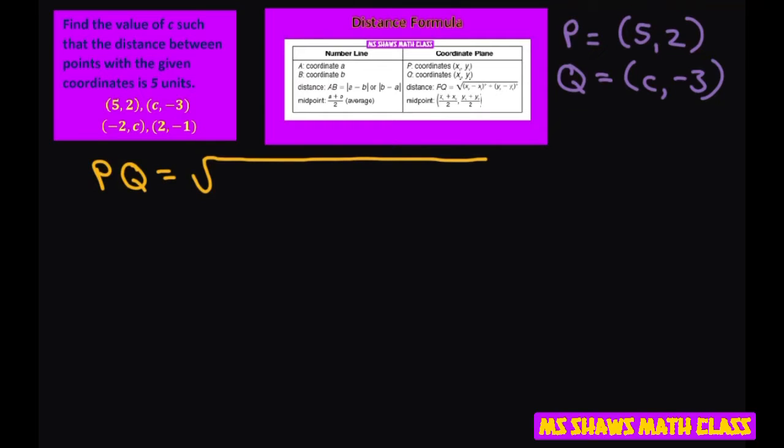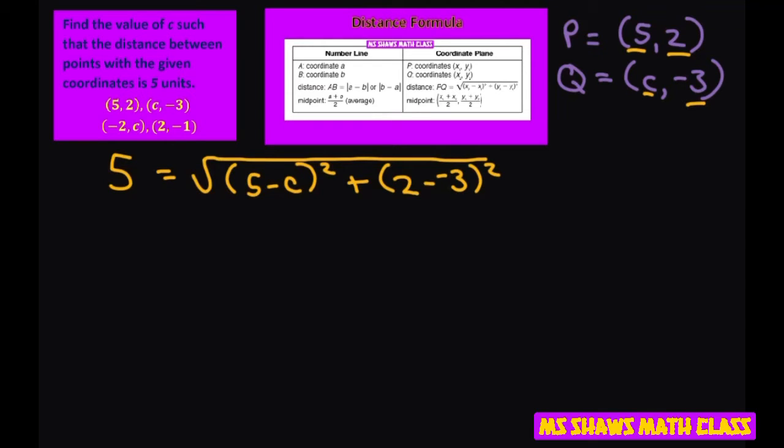So our PQ is 5. Our distance is 5. So let's go ahead and write this as 5 equals, and we're going to subtract our x's. So that's going to be (5 minus C) squared plus, and then subtract your y's. So that's going to be (2 minus -3) squared. And then all you do from there is simplify, and we have to solve for C.